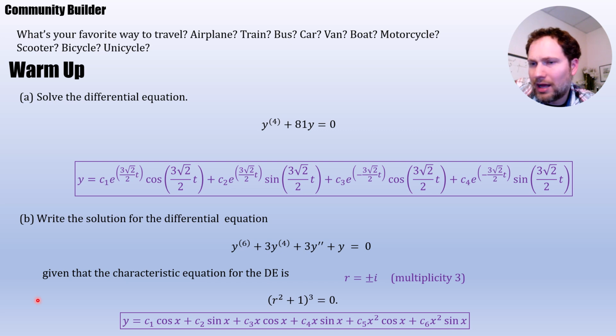So just to highlight again, notice that this is normally what you'd have if we just had roots i and negative i. But since they have multiplicity 3, we have those things also times x, and those things also times x squared.